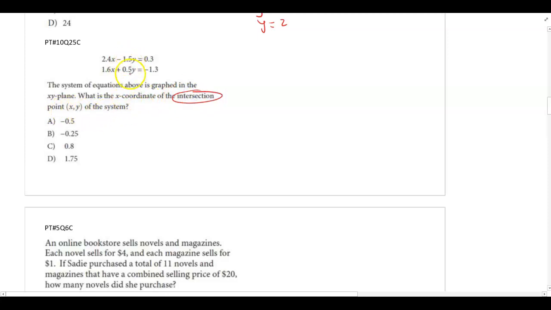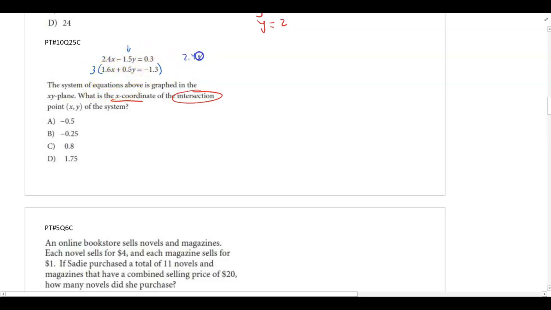Remember, the solution to a system is the intersection of the two lines, right? So basically we're solving this system and they want just the x-coordinate, which means we're looking to eliminate y. When I go to eliminate y, I have 1.5 and I have 0.5. You should know that you can turn this 0.5 into a 1.5 by multiplying this equation by 3. 3 times 0.5 would give me 1.5y, and if I do negative 1.5 plus 1.5, the y's would eliminate.